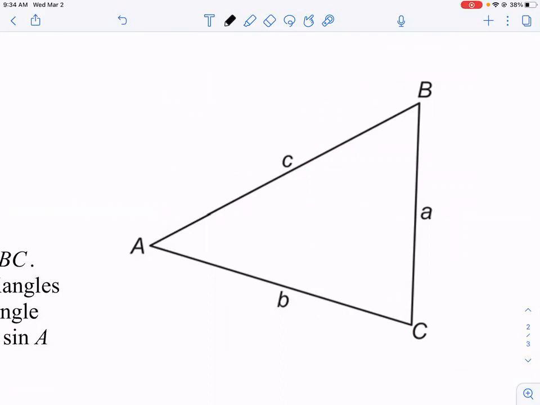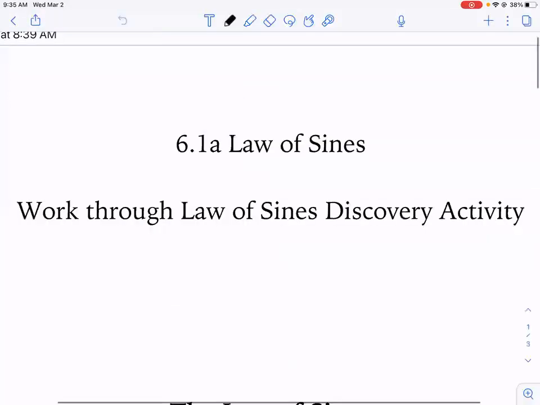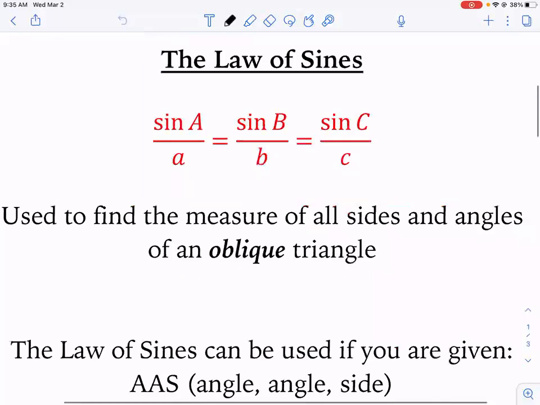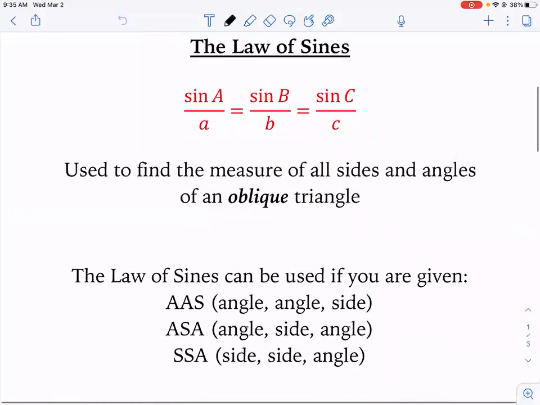Okay. We did a lot of work in chapter 4 with solving for sides and angles in right triangles. Like we're professionals at that. Okay. But what if a triangle does not have a right angle? Well, we, as mathematicians, just figured out a formula that we can use to solve for sides and angles when we have an oblique triangle. Now, the sad news is we can only use the law of sines in 3 particular cases.